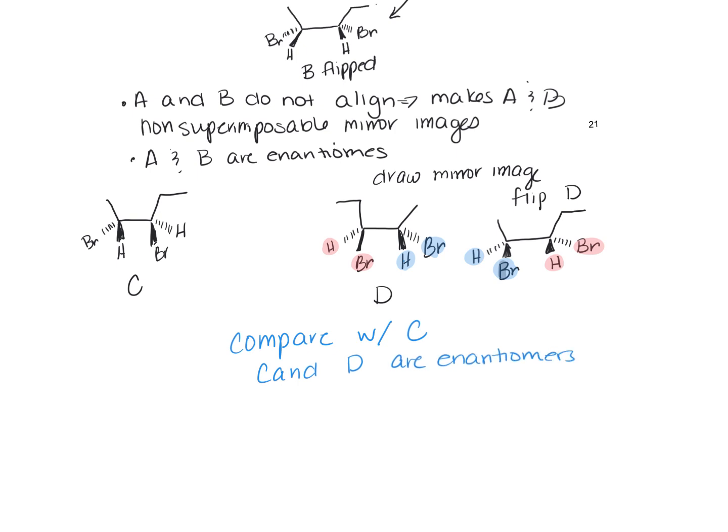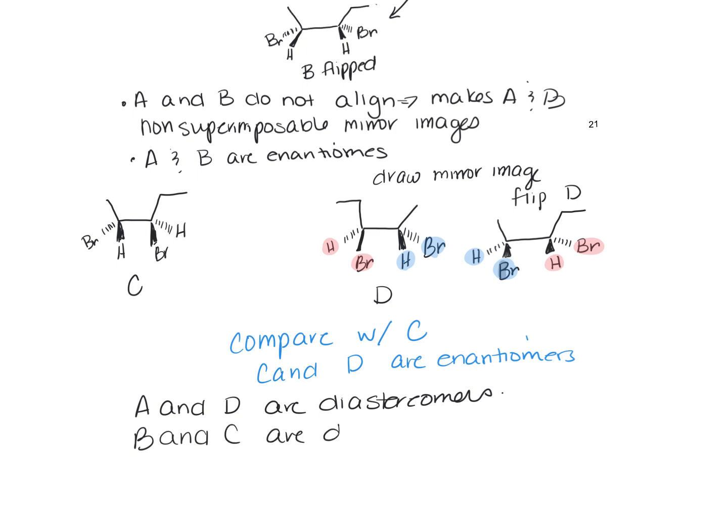So maybe the burning question in your heart is, that's great. What's the relationship between, for example, A and D? They're not enantiomers, but they're still sort of related. A and D are diastereomers, right? And then B and C are diastereomers.